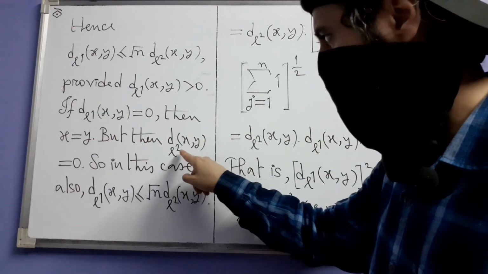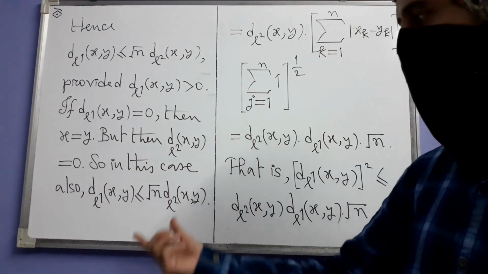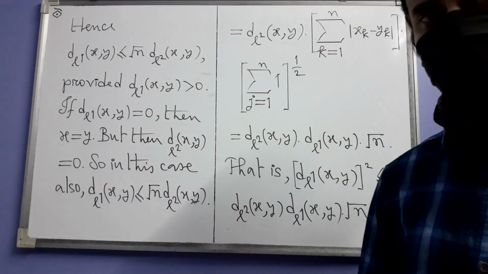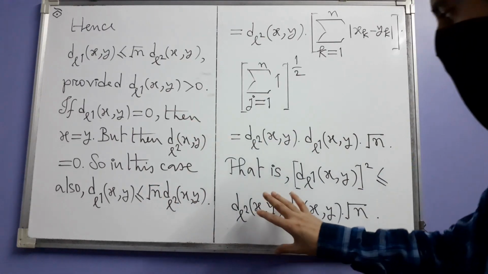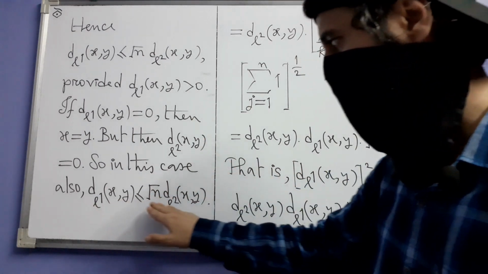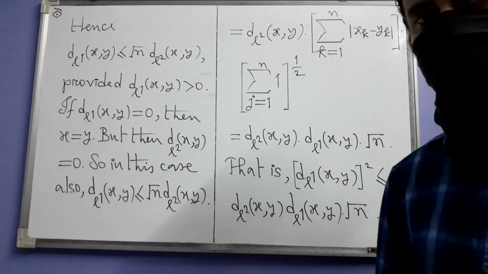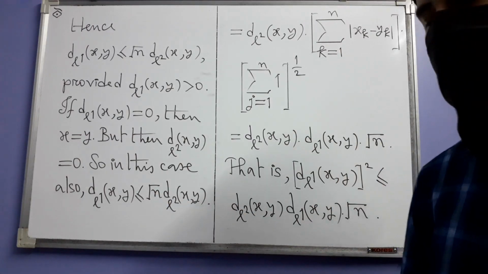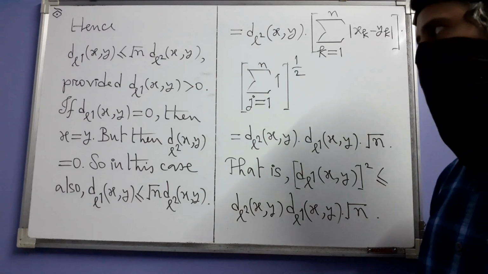But in that case dl2 of x comma y is equal to 0 by the first condition applied to the metric dl2, and that way in this case also you don't actually need this. In this case you straight away simply have this inequality where both sides are 0, so actually you have equality. So that way we have proved the second inequality as well.